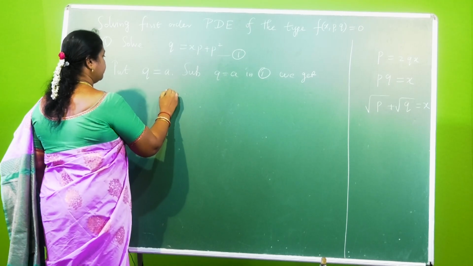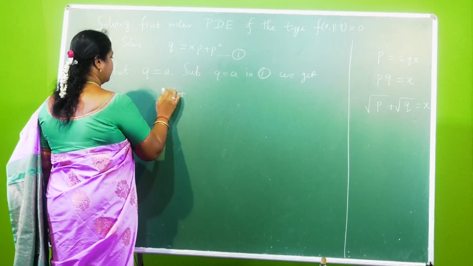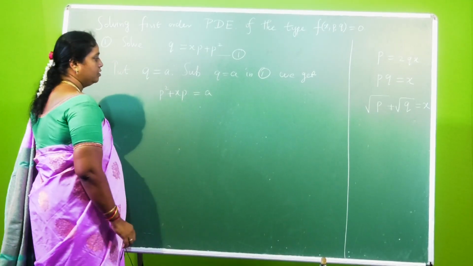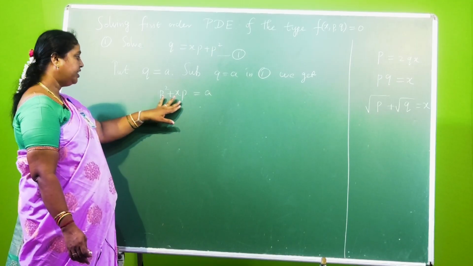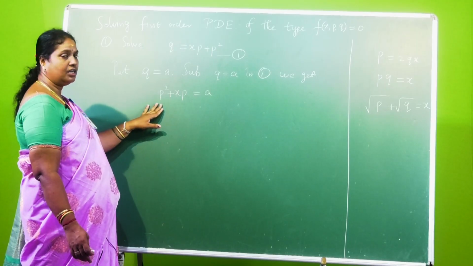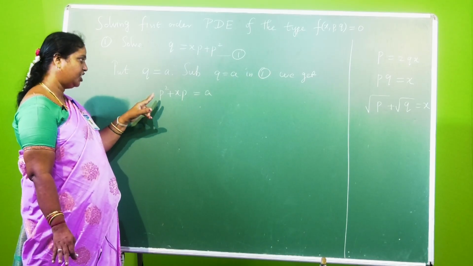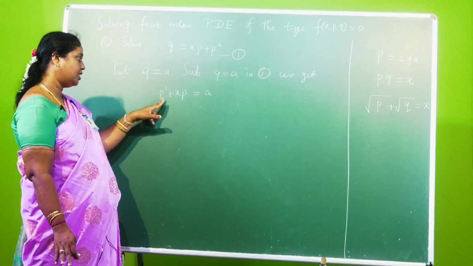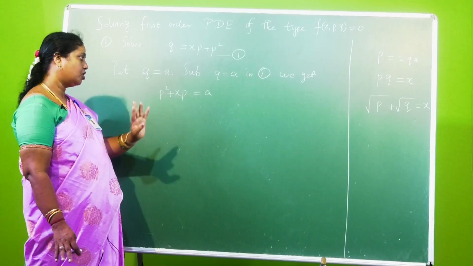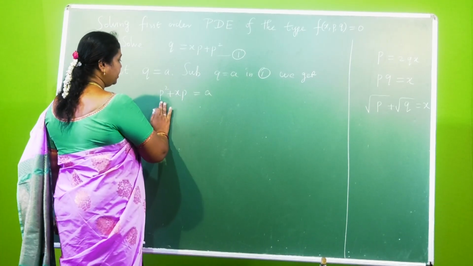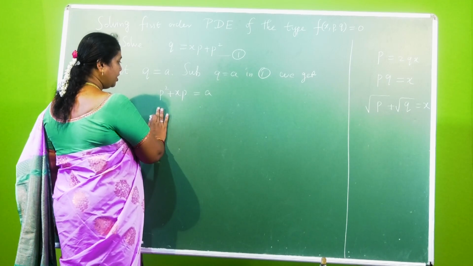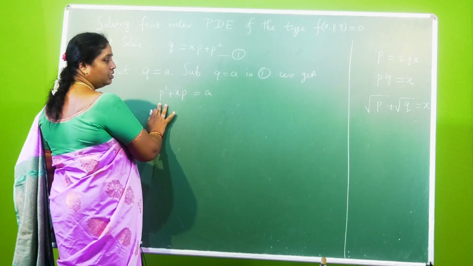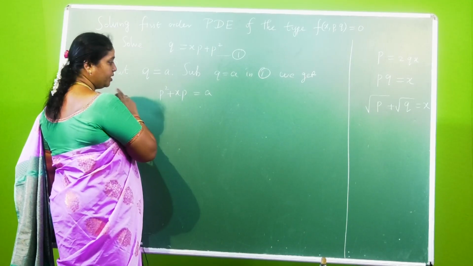So, we will get... for my convenience, I am rewriting this equation, because by observing we can understand that this is a quadratic equation in p. That's why I am writing the highest power, p square, first, and then the p term and the constant term. So now we will get p square plus xp equal to a. Now we are going to find p, that is, we are going to solve this quadratic equation in p and find the value of p.